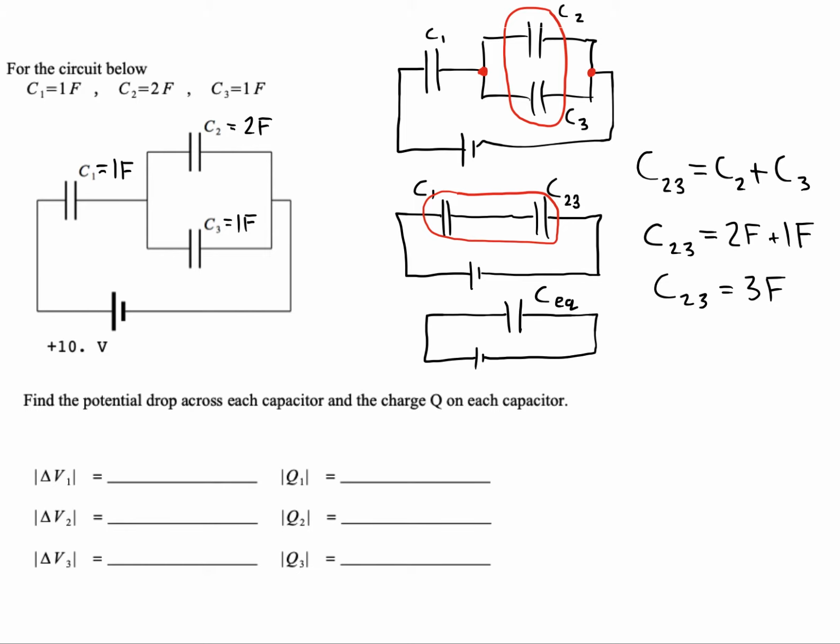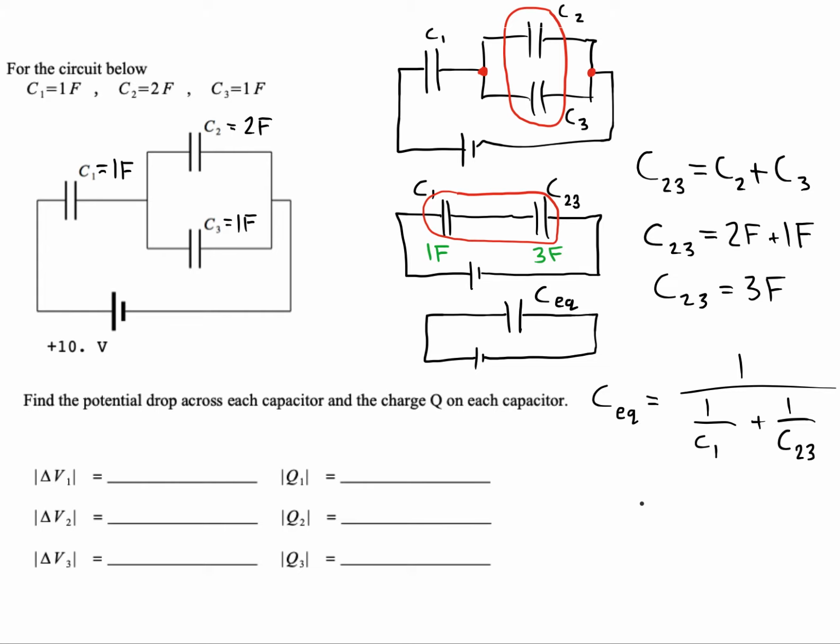And we can write in the capacitances that we found. C1 is 1 farad. That one remains the same. But C23 is going to be 3 farads. Okay, now when we find the equivalent capacitance, CEQ, we have to use the rule for series, which is mathematically a little bit more complicated. It's going to be 1 over C1 plus 1 over our C23 capacitor.